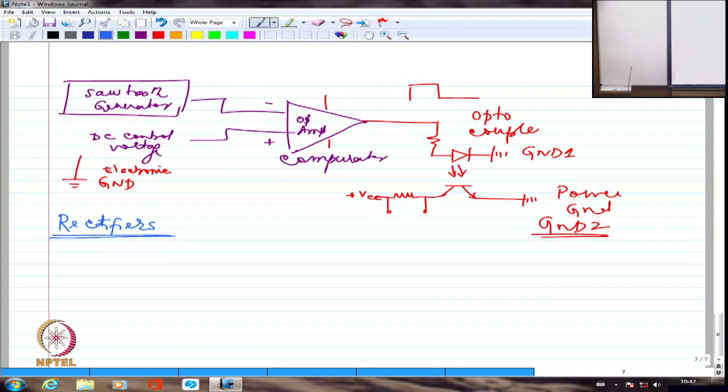So I want you guys to revise these portions, because we are going to superpose whatever you know in circuit theory along with devices. So it will be definitely more complex. That's the reason I want you guys to revise, right?